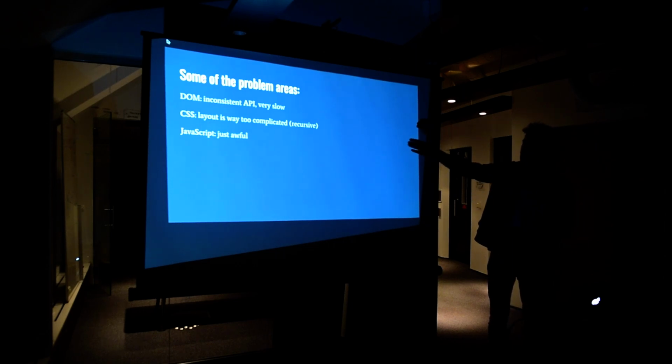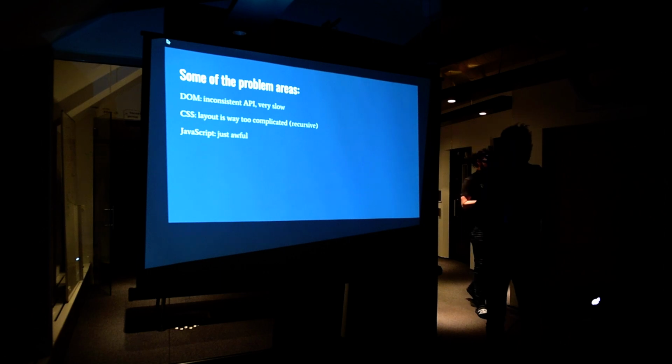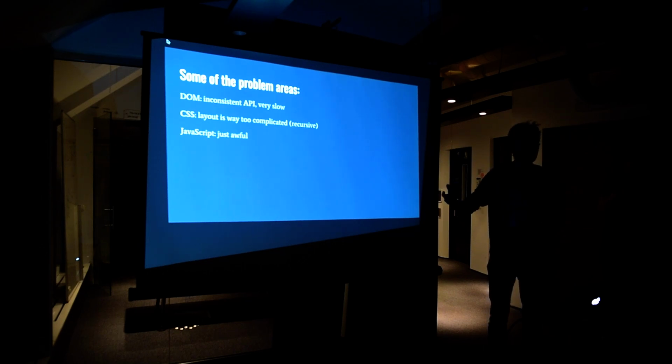You have CSS, which is a complicated way to lay things out. If you ever try to understand how CSS actually lays out things, it's pretty complicated. The size of a parent can depend on the size of the children, but the size of the children depends on the size of the parent. You have this recursive dependency, which is the hallmark of a chaotic system. So you basically design a chaotic system as your layout engine. And then JavaScript, we all know it sucks. No point going into that.